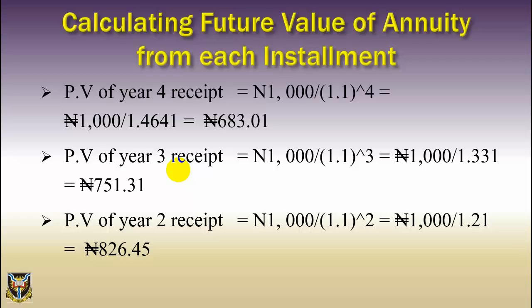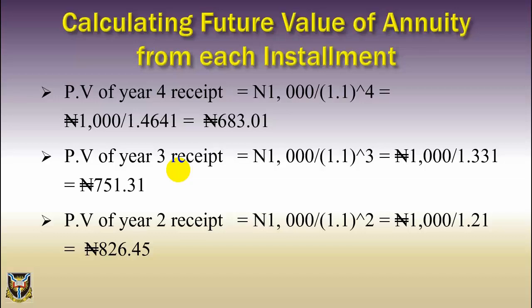Discount factor 1.1. Year 2. PV of balance from year 3 1,735 naira 54 kobo. Year 2 receipt 1,000 naira. Total 2,735 naira 54 kobo. Discount factor 1.1. Year 1. PV of balance from year 2 2,456 naira 64 kobo. Year 1 receipt 1,000 naira.